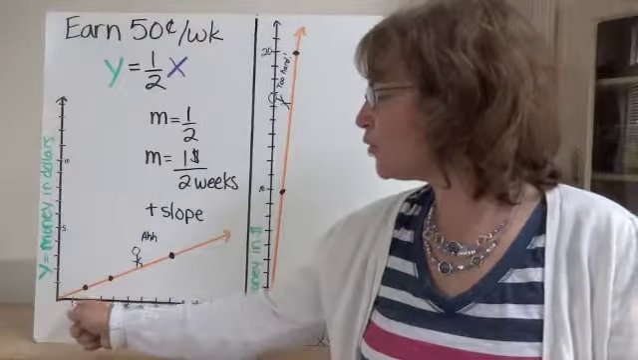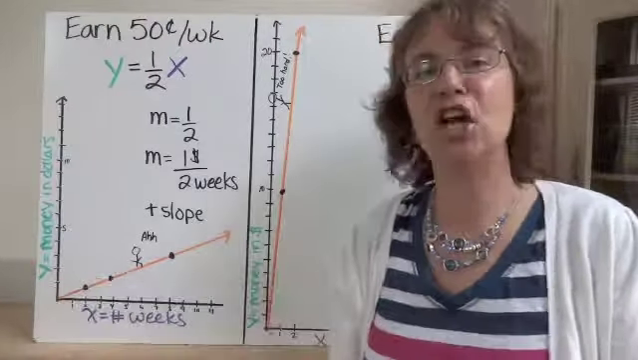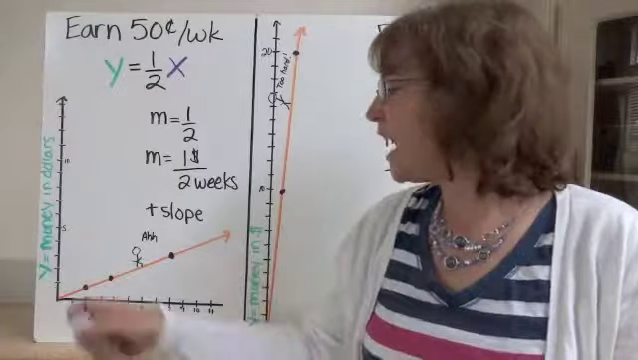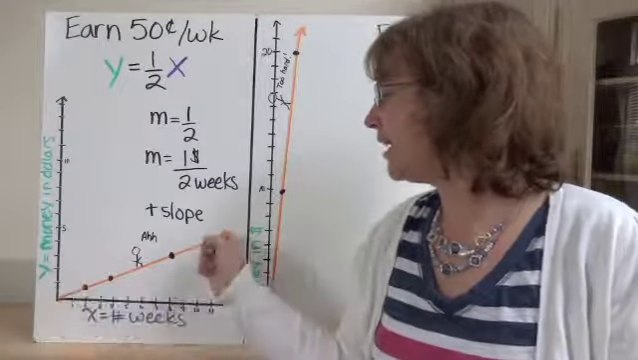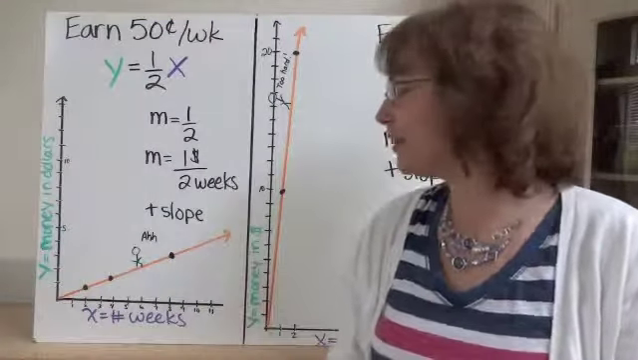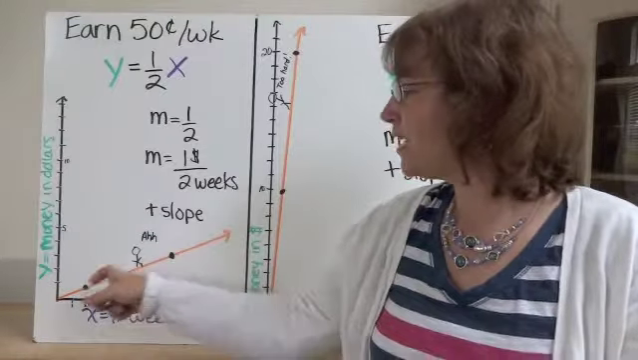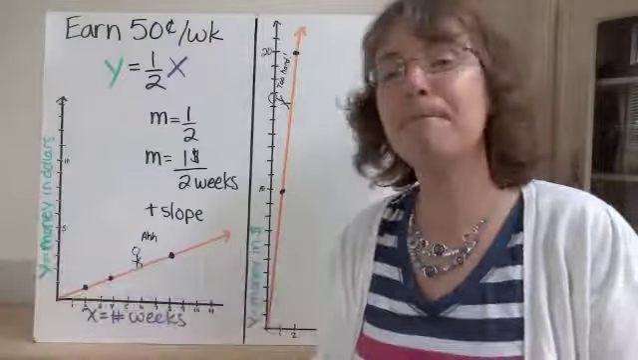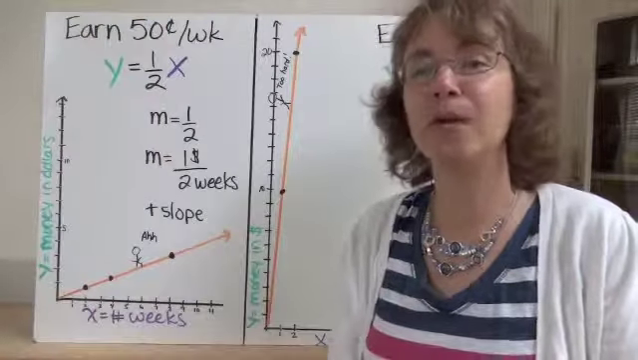So if I were to work for 2 weeks, I would make $1. If I were to work for 4 weeks, I would make $2. I can connect those to make a line, and now I have another line that I can look at for the slope. This slope isn't quite as steep. My job isn't quite as hard. I'm not making as much money per week.